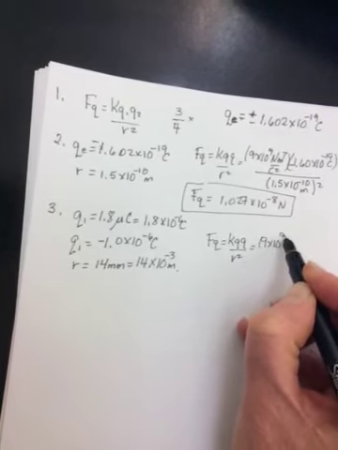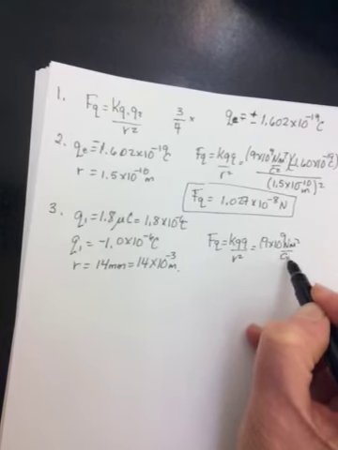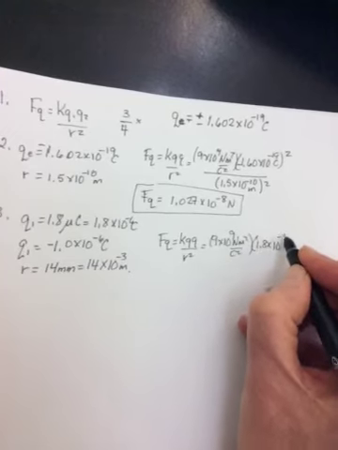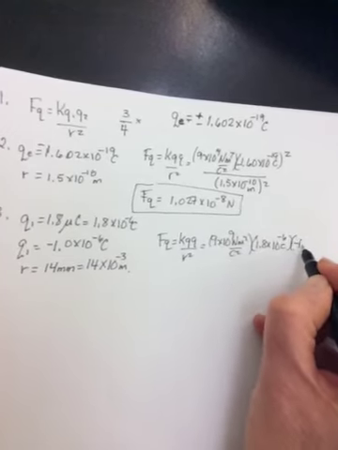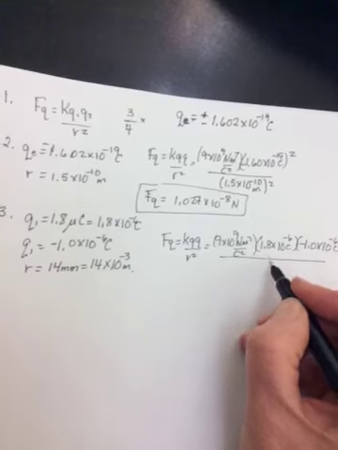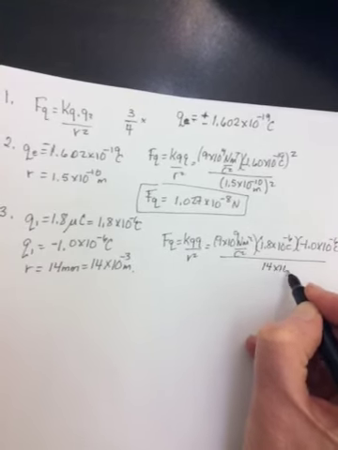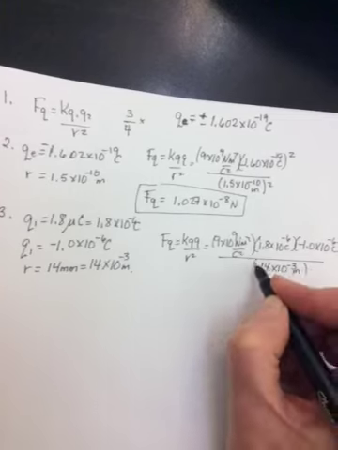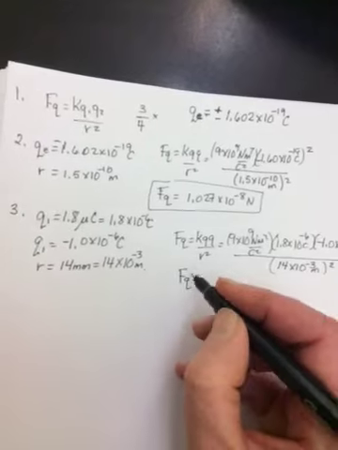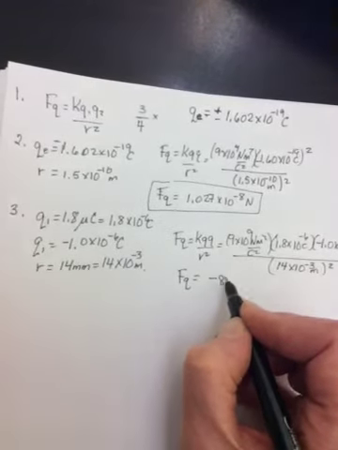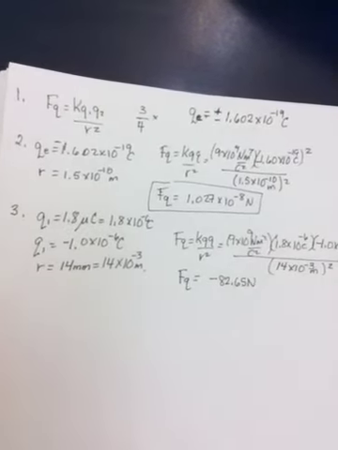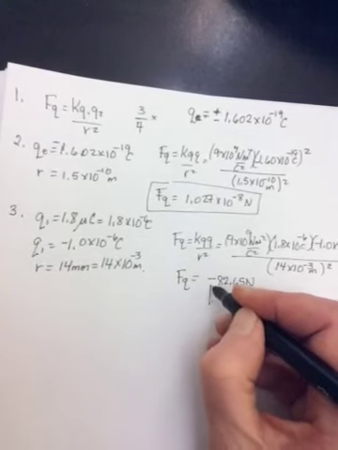9 times 10 to the ninth Newton meter squared per Coulomb squared times 1.8 times 10 to the negative 6 coulombs times negative 1 times 10 to the negative 6 coulombs divided by 14 times 10 to the negative 3 meters squared. FQ equals, when you do this, you're actually going to get a negative 82.65 newtons.